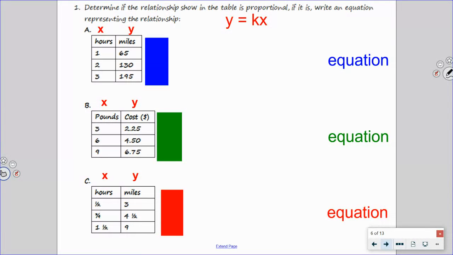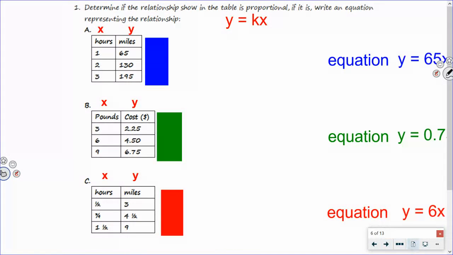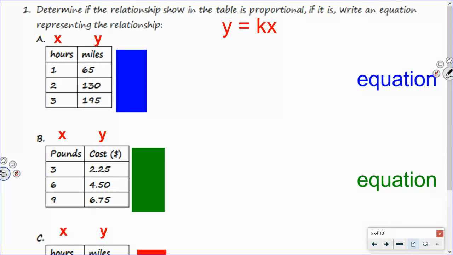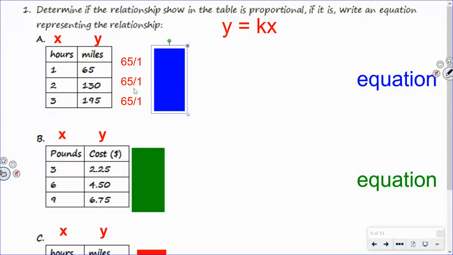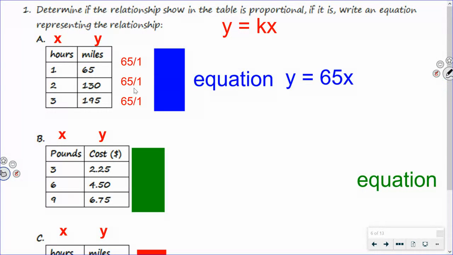Now, if I look at example A, and I'm going to make this a little bigger for now. If I look at 65 compared to 1, 130 compared to 2, 195 compared to 3, yes, in fact, those are constants. And so we have a constant of proportionality of 65. Therefore, instead of writing y equals some mystery number times x, we're going to write y equals 65 times x.